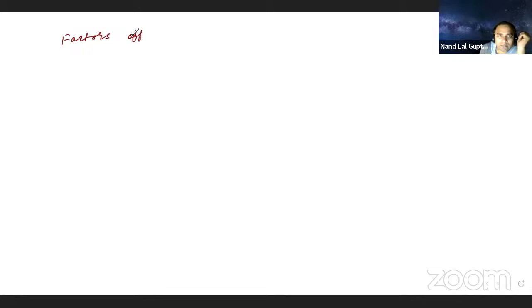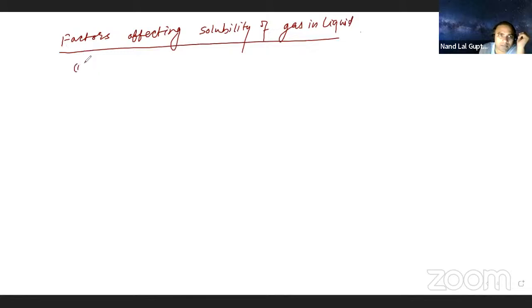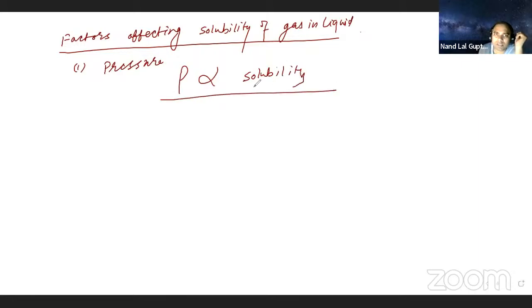Factors affecting solubility of gas in liquid. There are many factors. Firstly, pressure. Pressure is proportional to solubility. The more the pressure, the more the solubility. Why? Gas is highly compressible in nature. So if you apply pressure, the solubility of the gas in the liquid will increase.